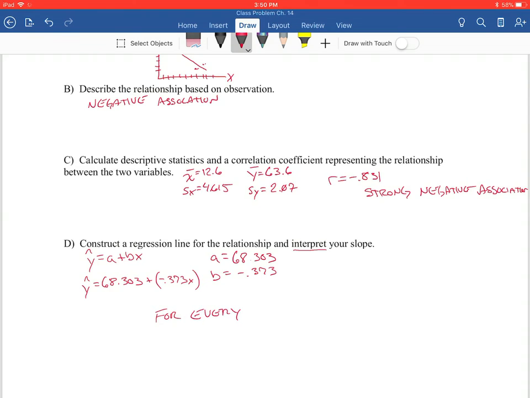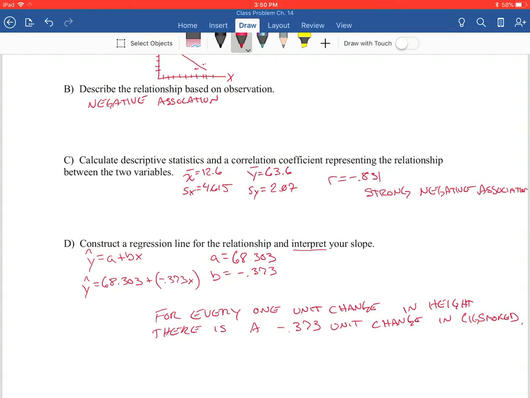So when we interpret our slope, we're going to say that for every 1 unit change in height, there is a -0.373 unit change in, I'm just going to abbreviate it, cigarettes smoked.